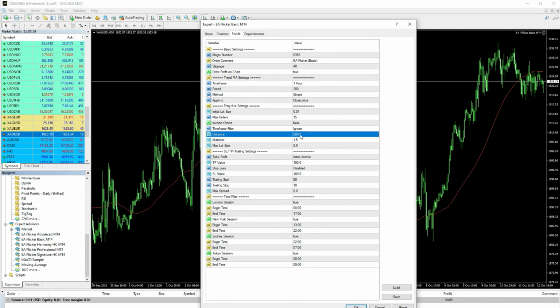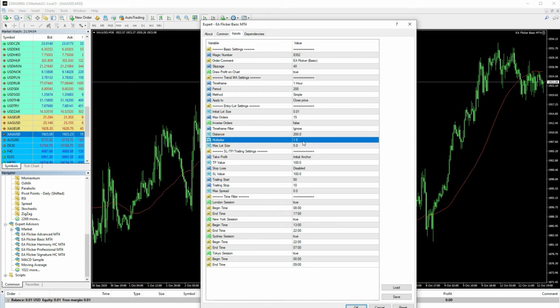Now, you can only afford 15 orders. At a 200 distance, it means that every 200 you have one position, and then 15 times 200, what will we get with that? You will get 3,000, which means $30 in price movement for gold. Okay, so it's that simple.